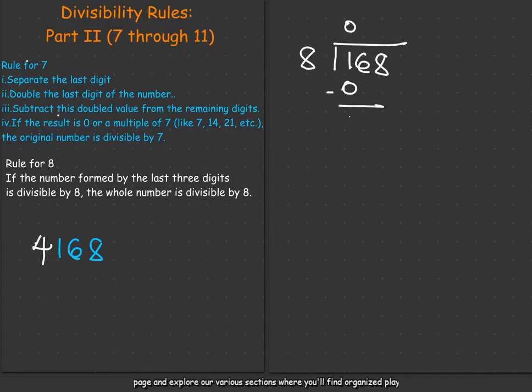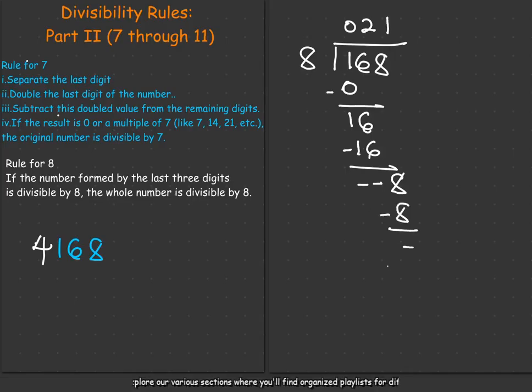If we subtract, we have 1. Then we bring our 6 down. 8 divides 16, how many times? Twice. 8 times 2 is 16. If we subtract, we have nothing left. Then bring our 8 down. 8 divides 8 once. 8, 1, 8. You subtract, what do you have? Nothing. So it's actually a 21, remainder 0. There's actually no remainder, right?